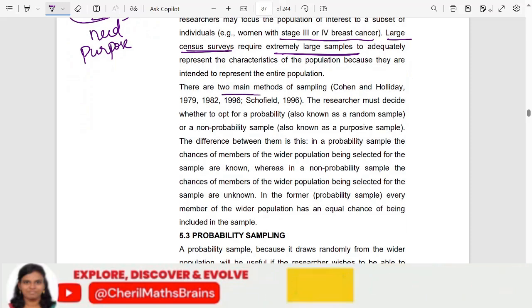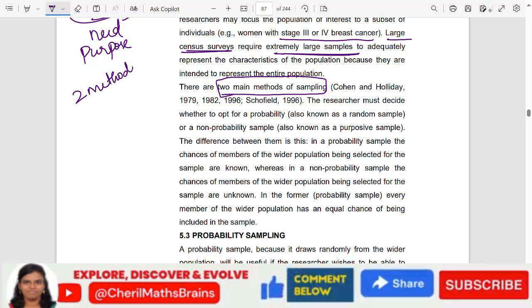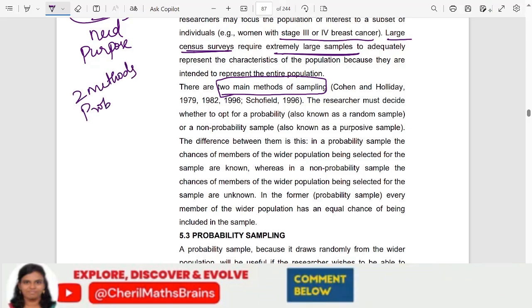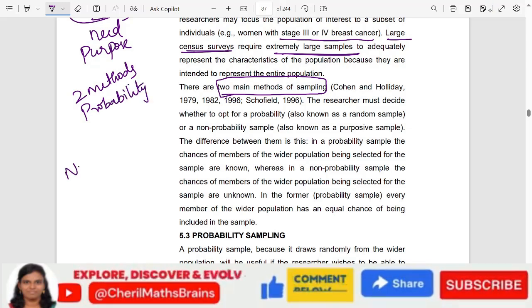And there are two methods of sampling. That is what this entire lesson is going to deal with. There are two methods of sampling. One is called probability sampling, and another one is called non-probability sampling. Probability sampling and non-probability sampling.